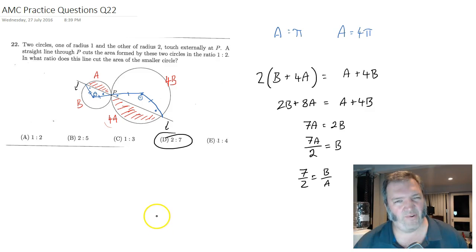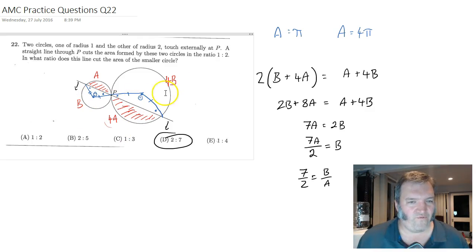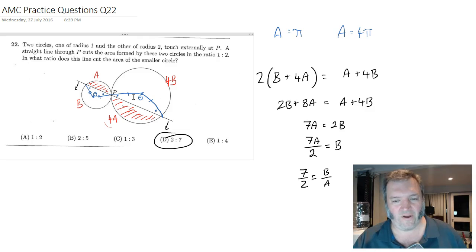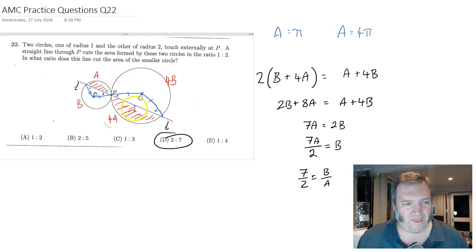That is a pretty tricky question. I'm not going to kid you. That one's a little bit tricky. You've got to realize that when you're dealing with an area, once you've got a length and it's in a ratio, the ratio for the area is the square of the ratio of the length because areas are two-dimensional. Once you've done that, it becomes a little bit easier.